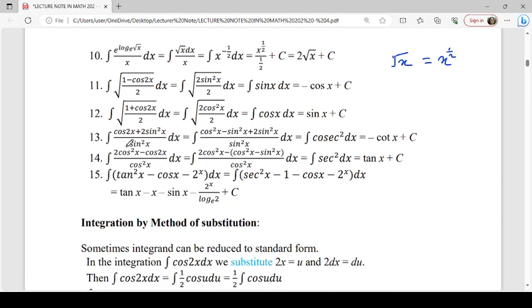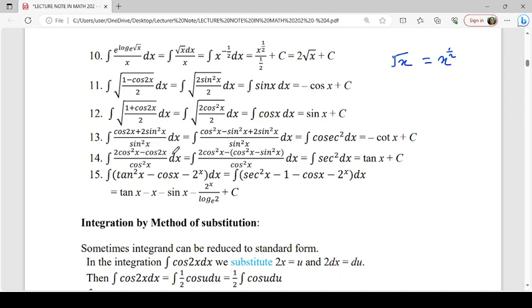This one, cos twice x plus 2 sin square x. For these problems, you should know the trigonometric results. Cos twice x is cos square x minus sin square x. Then it is cos square x plus sin square x, which is 1. Then 1 by sin square x is cosec square x, and it is minus cot x.